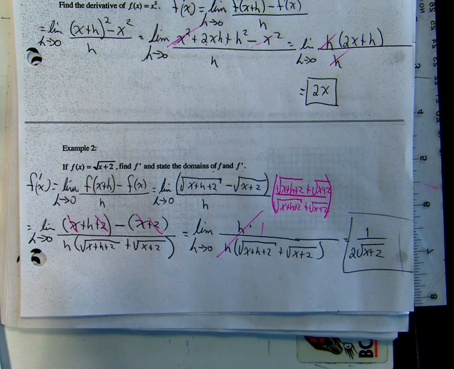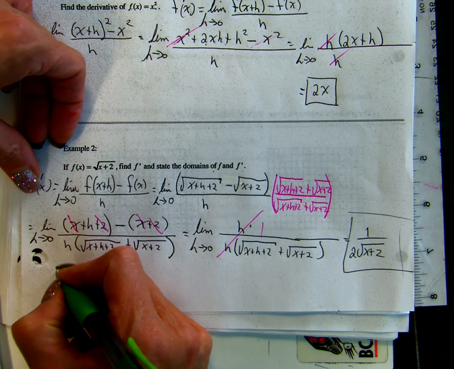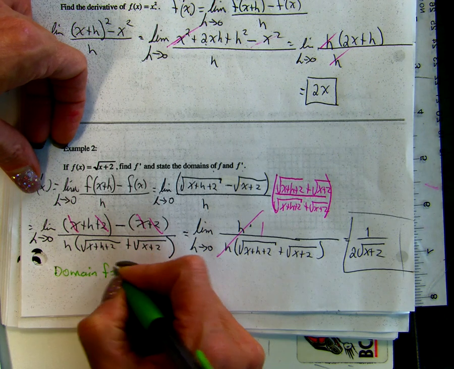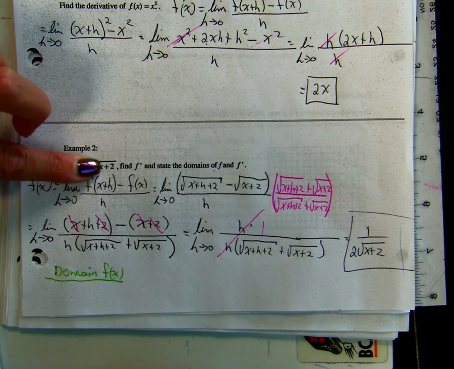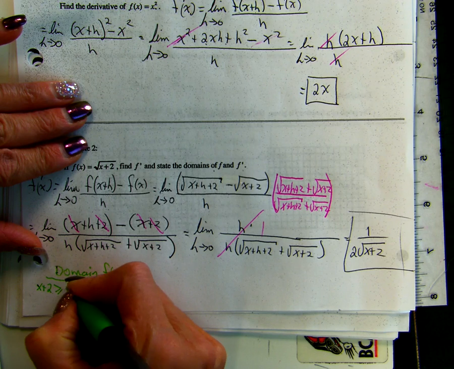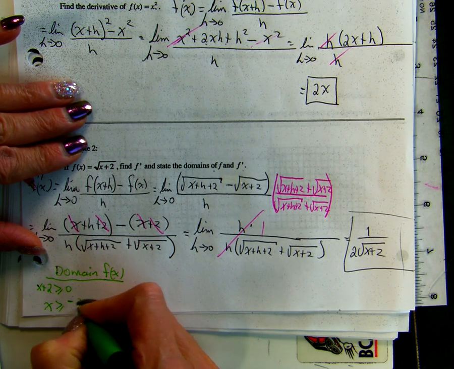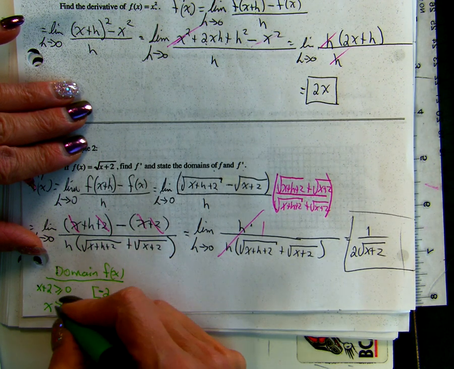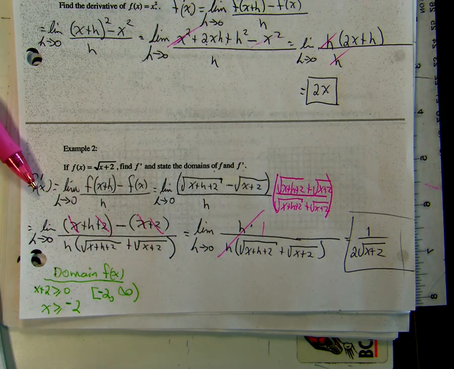Okay, except that before we started, I guess we should have talked about the domain of our function. So let's do that here. What's the domain for f at x? Okay, well, it's a root function, so whatever is under the root, that is x plus 2, has to be bigger than or equal to 0, or x bigger than or equal to negative 2. So in interval notation, the domain of the function goes from negative 2 to infinity.